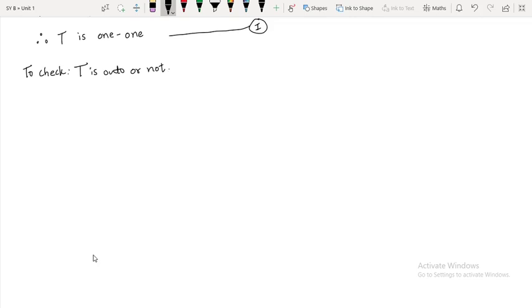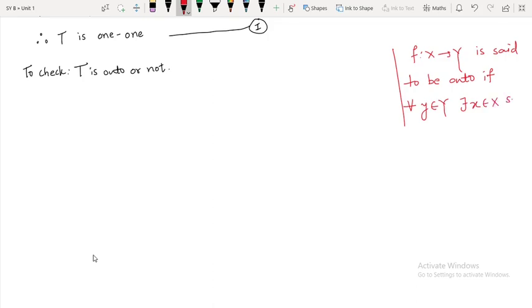So we should recall the definition of an onto function. What do you mean by an onto function? A function f from X to Y is said to be onto, which we already saw in first year, if for all y belonging to Y there exists, meaning what? We have to find x belonging to X such that f of x is equal to y. Now note one thing, the last theorem we discussed can be applied here, because our T is from R2 to R2, right? And it is a linear transformation, it is given. And what was the last theorem saying?